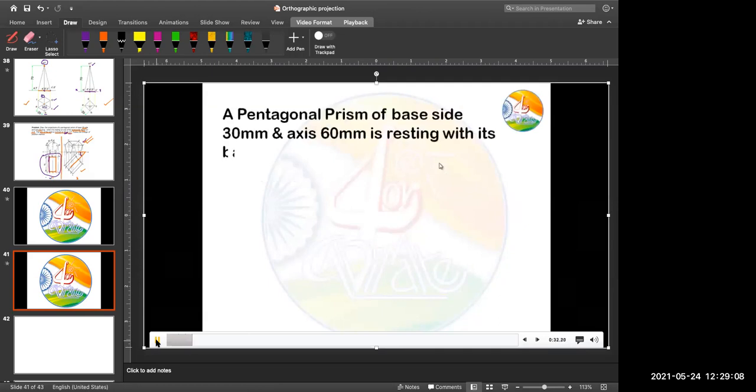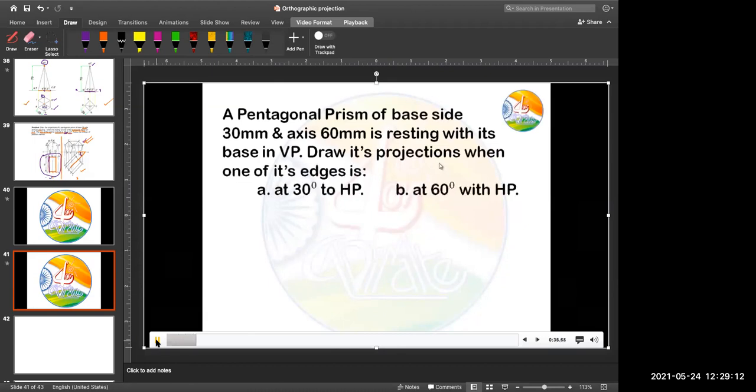A pentagonal prism of base side 30 mm and axis height 60 mm is resting with its base in the... Draw its projections when one of its edges is at 30 degrees to HP and the second is at 60 degrees.